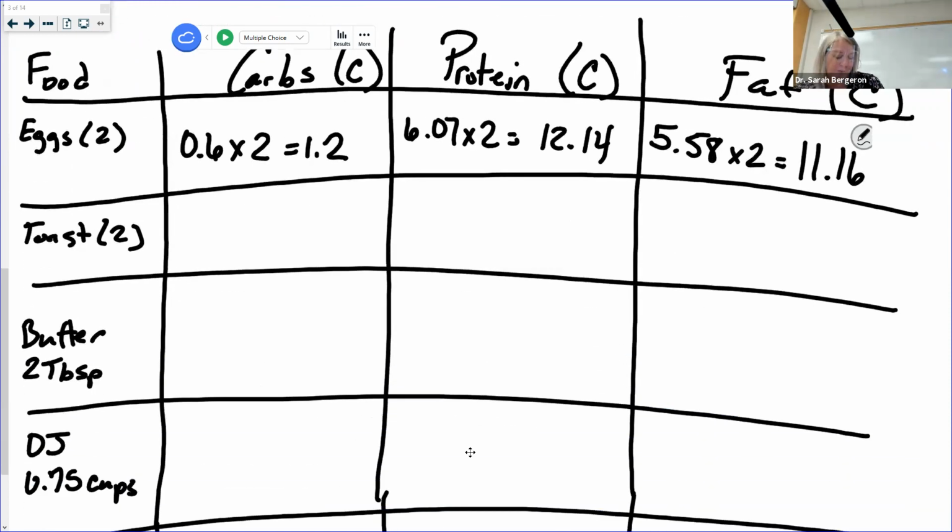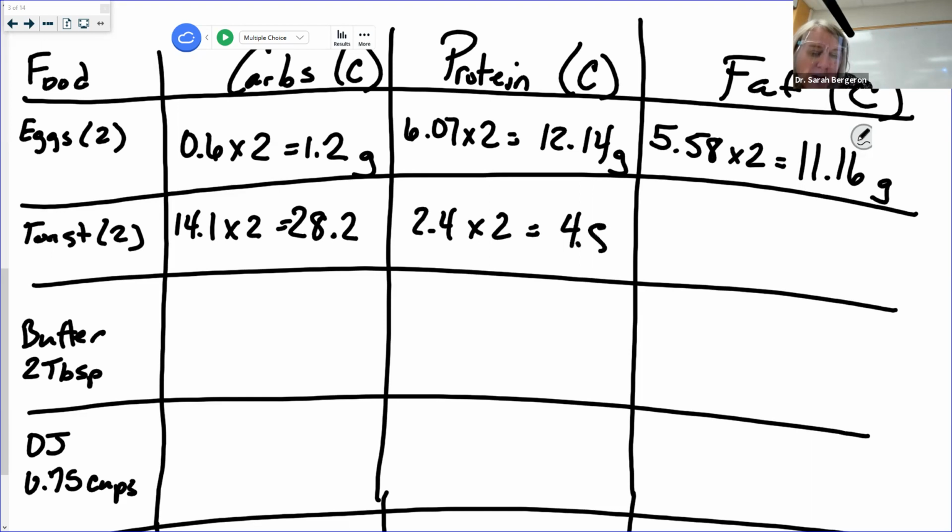Okay, how about your toast? How many grams of carbs? 28.2, because you had 14.1 times 2. Okay, how about protein? 4.8, from 2.4 times 2. Y'all doing the math, right? Okay, what do you get for fat? 0.9 times 2, 1.8. That's all grams, right?